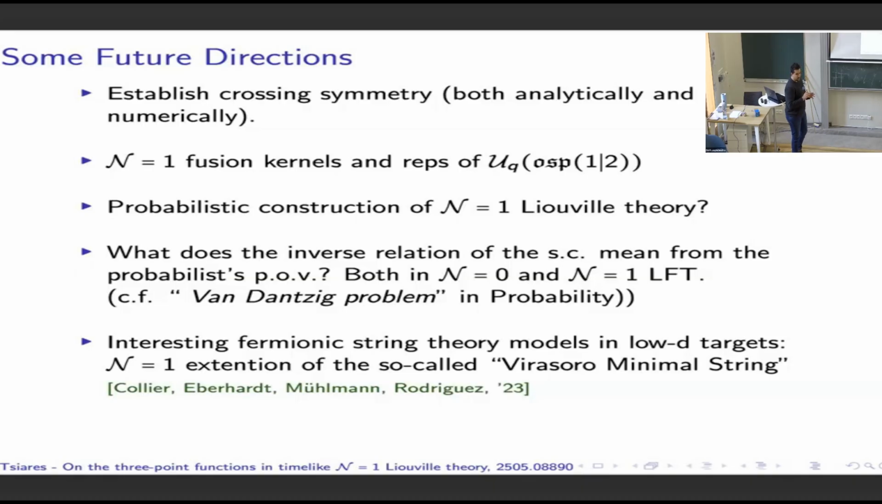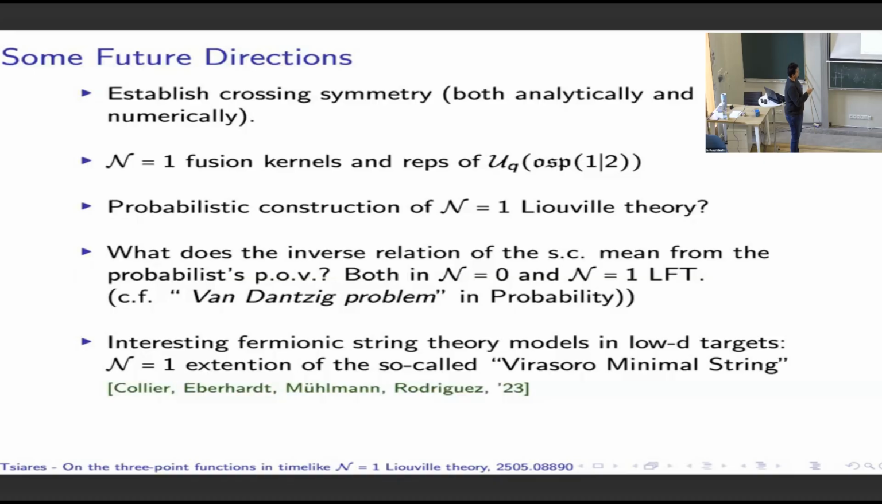In particular, since I'm not a probabilist, I would like to know what is the probabilistic construction of n equals 1 Liouville theory, and whether this is an interesting problem for the probabilists in the audience. What is the analog of the Gaussian multiplicative chaos measure? Is this something interesting? I don't know, I just raise the question. What is this inverse relation also of the structure constant? It's again something mysterious to bootstrappers or people who are in the CFT. Maybe someone has already a clue about this, but I don't.